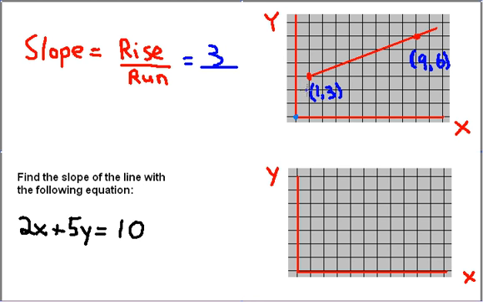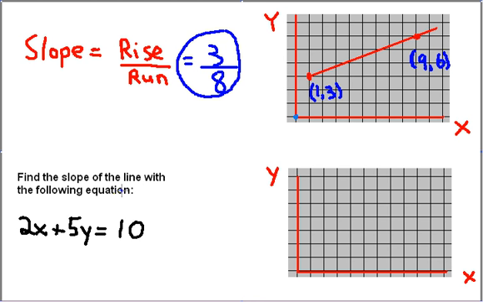Well, what's our run? Our run is the difference in the x-coordinates between the first point and the second point. The x-coordinate for the first point is 1, and the x-coordinate for the second point is 9. You take that second point and subtract the first from it. 9 minus 1 would be 8. Once again, this is going uphill, uphill being a positive slope, so the slope of this particular line is 3/8.